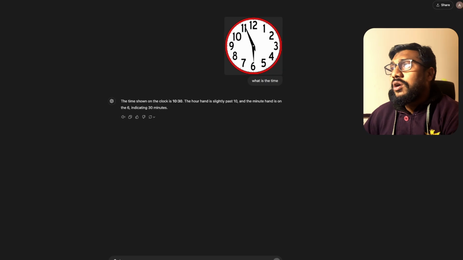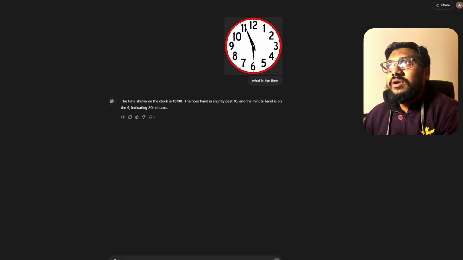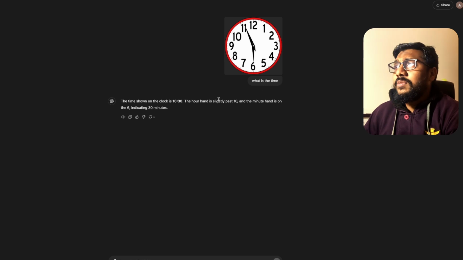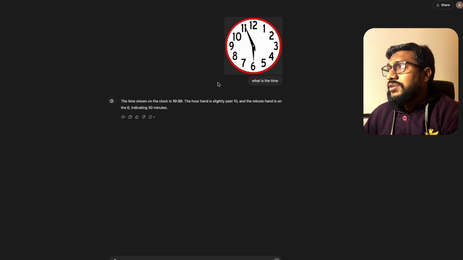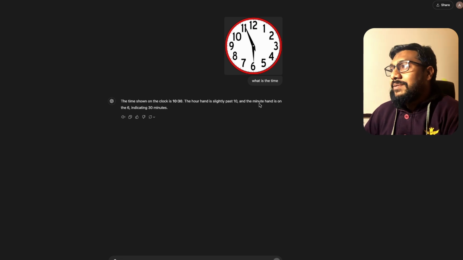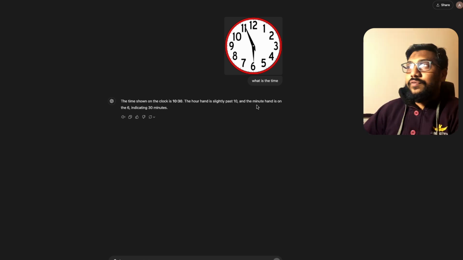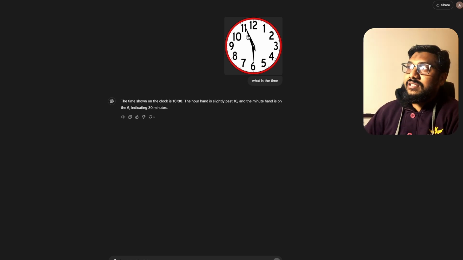Okay, so the next one we are going to go to is the most decorated LLM, which is ChatGPT 4o. What is the time? And the time on the clock is 10:30, just outright. The hour hand is slightly past 10. The minute hand is on 6, indicating 30 minutes. So it's kind of flipping the hands. So 10:30. Imagine this is the hour hand and this is the minute hand.